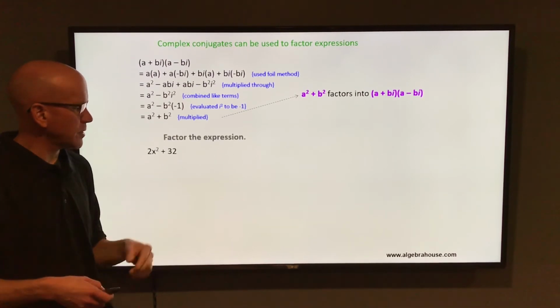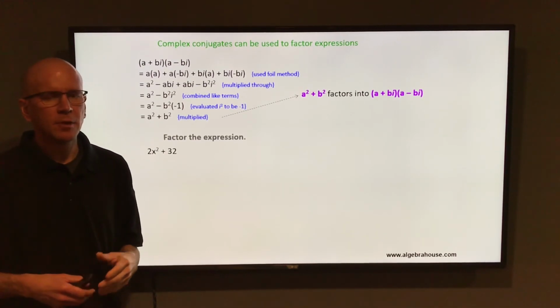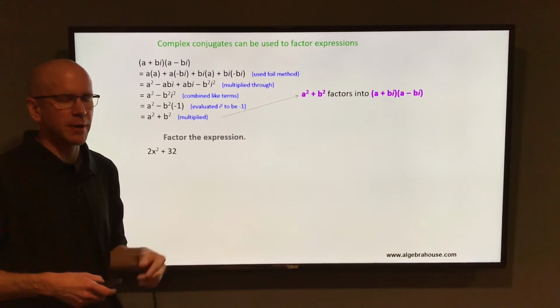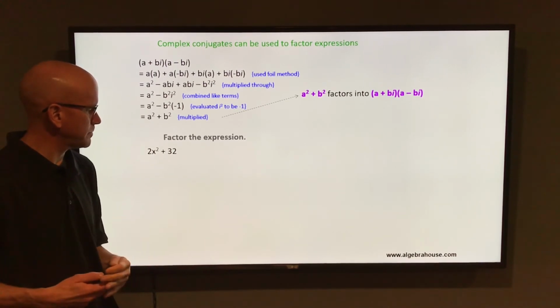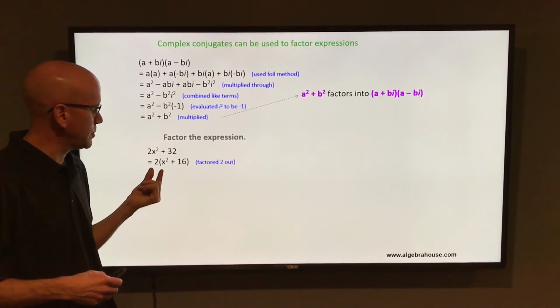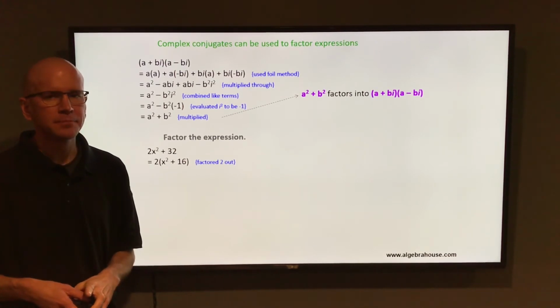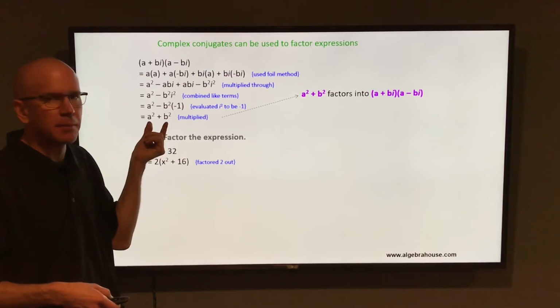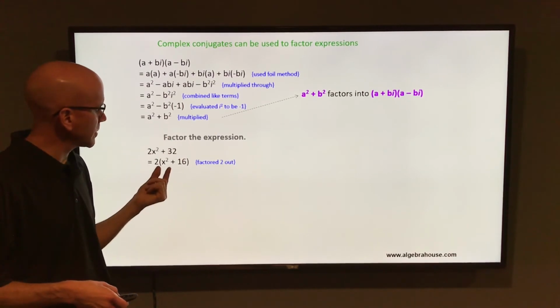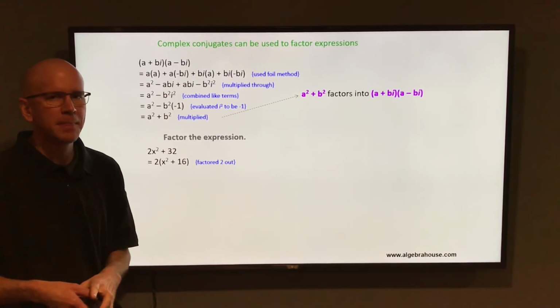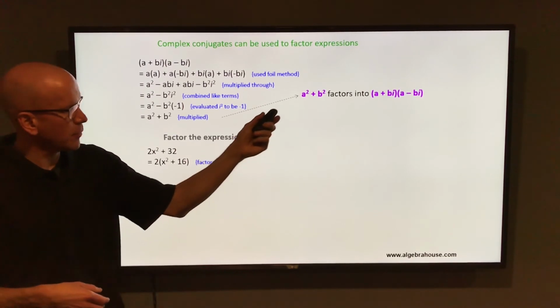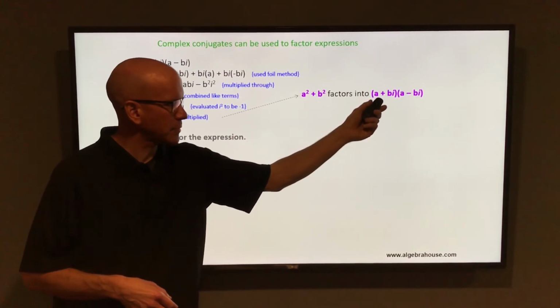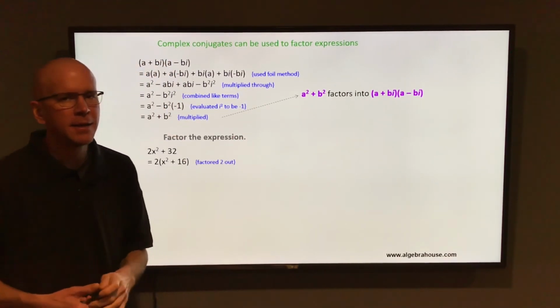2x squared plus 32, we're going to factor that. Look for a common factor that you can factor out. You can factor 2 out of that. So if you factor 2 out, it's 2 times x squared plus 16. Now that x squared plus 16, that is a sum of two squares. You have two perfect squares with a plus sign between them. That factors, so it's in the form of a squared plus b squared. That factors into the form of a plus bi times a minus bi.